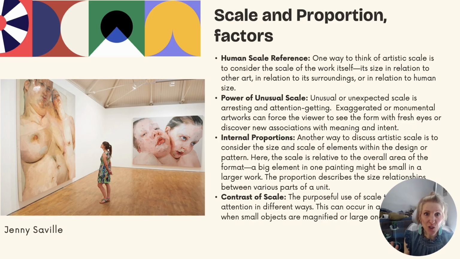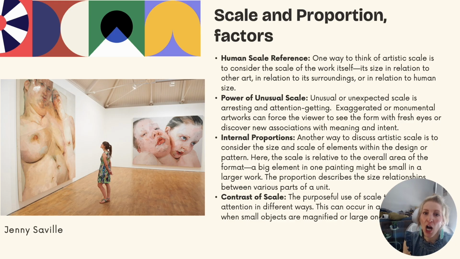There's also internal proportions. This is another way to discuss artistic scale, and it's to consider the size and scale of elements within the design or pattern itself. Here, the scale is relative to the overall area of the format. For instance, a big element in one painting might be small in a larger work. The proportion describes the size relationships between various parts of a unit.